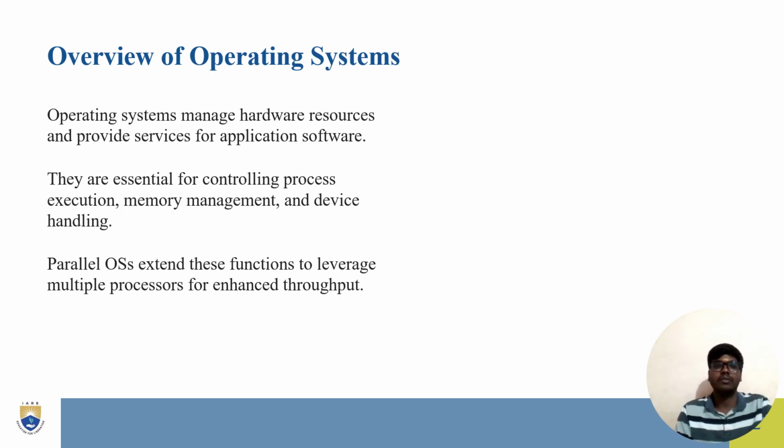Overview of operating systems. Operating systems manage hardware resources and provide services for application software. They are essential for controlling process execution, memory management, and device handling. Parallel operating systems extend these functions to leverage multiple processors for enhanced throughput. Operating systems manage hardware and software resources and provide services to the application software. They are essential for controlling process execution, and also very important for memory management and device handling.